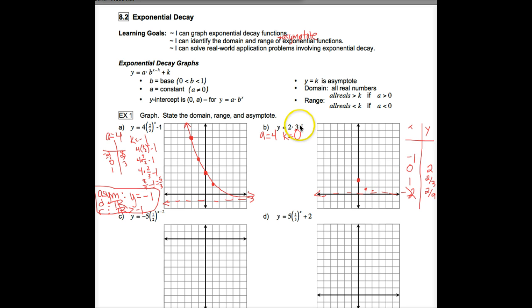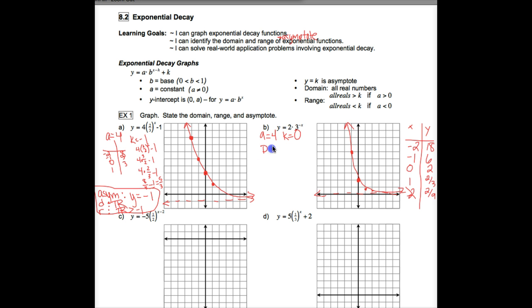At -1, that'd be minus -1 becomes +1, so 2 times 3 to the first would be 6. So -1 would have a value of 6. -2, we can plug it in, but it's going to be too big to fit on our graph because that's going to give me 3 to the second, which is 9, times 2, which is 18. So here's our graph, approaching that x-axis but never reaching it.